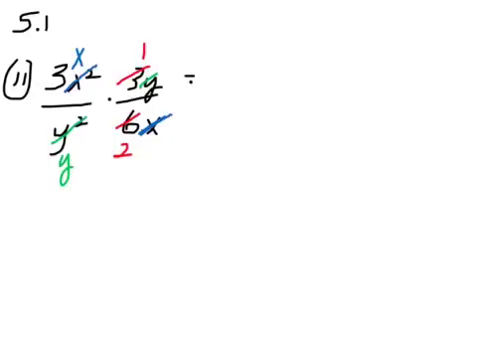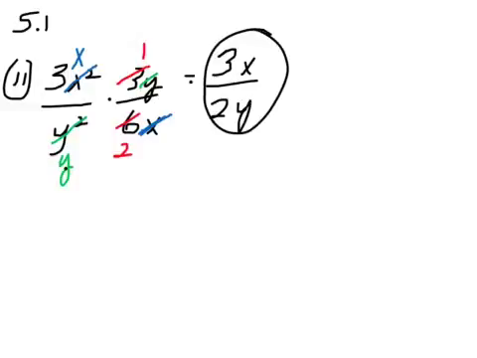On the top, I have 3x times 1 is 3x. And on the bottom, I have y times 2 is 2y. And looky there, we're done. One of the reasons I could do this is because I was multiplying things. When we're multiplying fractions, we can do that reducing and then just put everything together at the end.